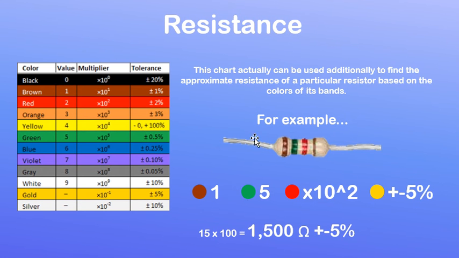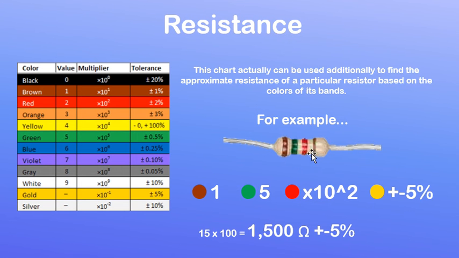So for example, we have this resistor right here. The first color band of the resistor, looking from left to right, is brown. So we would look at the value. It's 1. Then the next color is green. So we would look at green. Here we have 5 for value.